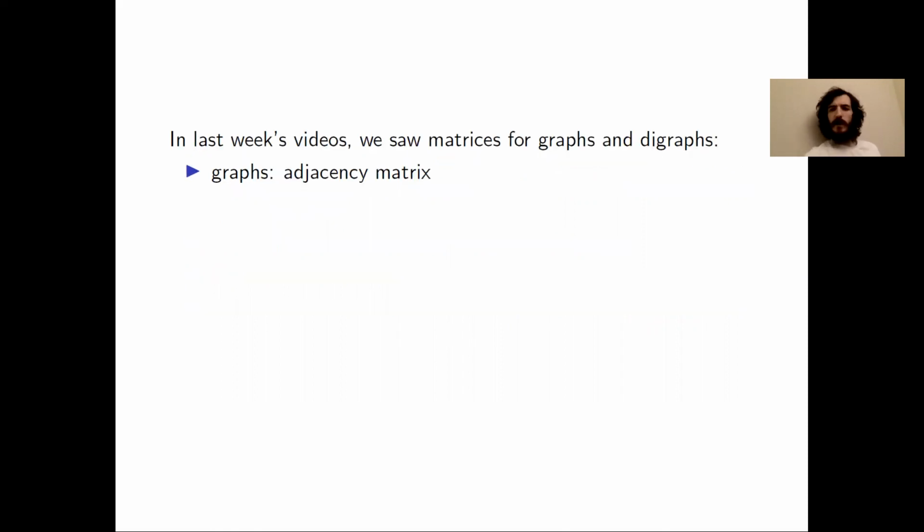In the videos last week, we talked about a few different examples of matrices that you can define based on a given graph or digraph, where again, digraph is a shorthand for directed graph. One of the matrices that we saw was the adjacency matrix, which is defined for graphs. Some other matrices that we saw, which were defined for digraphs, are the random walk matrix and the lazy random walk matrix. These are matrices that we used in the PageRank algorithm, which we implemented for some small digraphs in the last video.